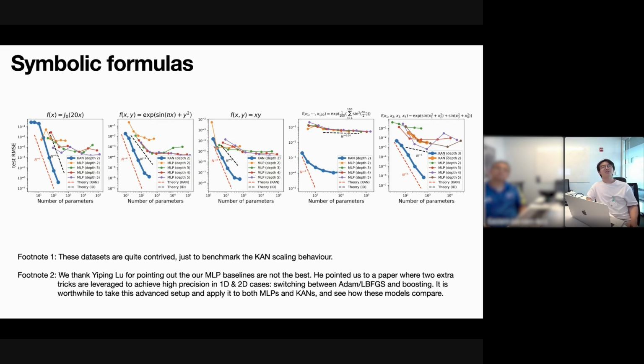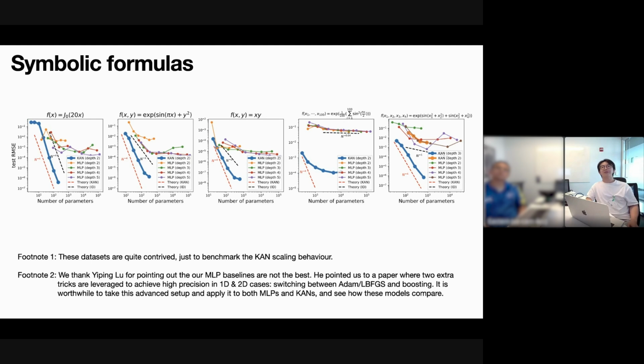Although for the second-to-last case it's 100 dimensions, so the task is a bit challenging, and there could be some optimization issue. But still, CANs perform much better than MLPs, where MLPs suffer a lot from the curse of dimensionality.